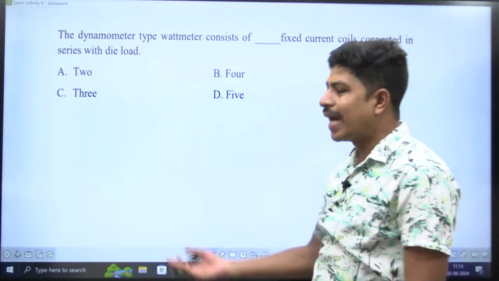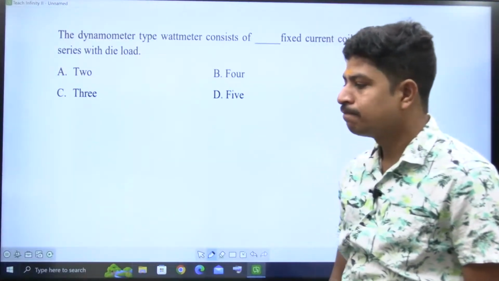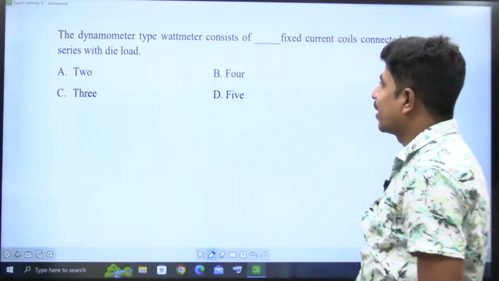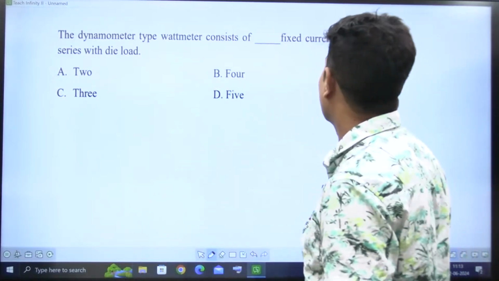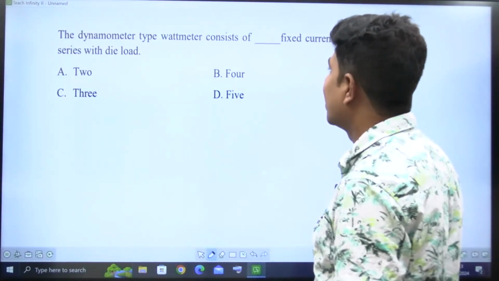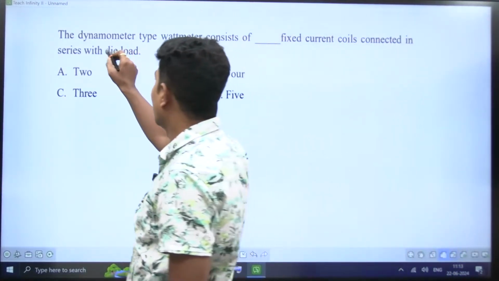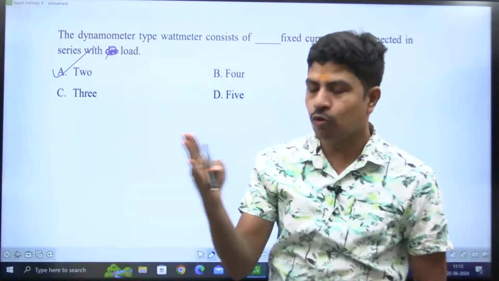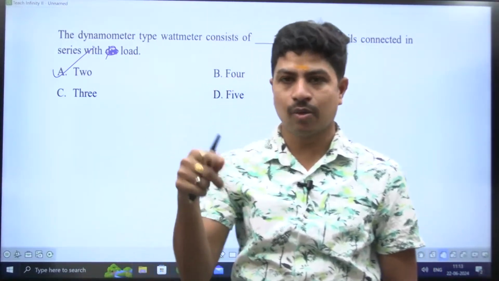Yeah, this is a direct question. Yes, Harika, can you answer this question? This is about the watt meter. The dynamometer type watt meter consists of dash fixed current coils connected in series with the load. In series with the load. It's not die, it's load. Two current coils. See, the current coil is made into two parts.